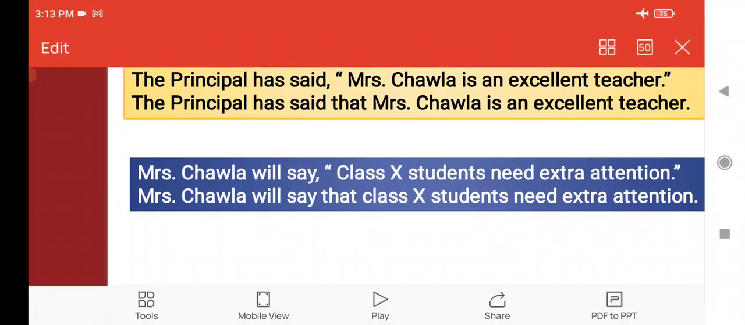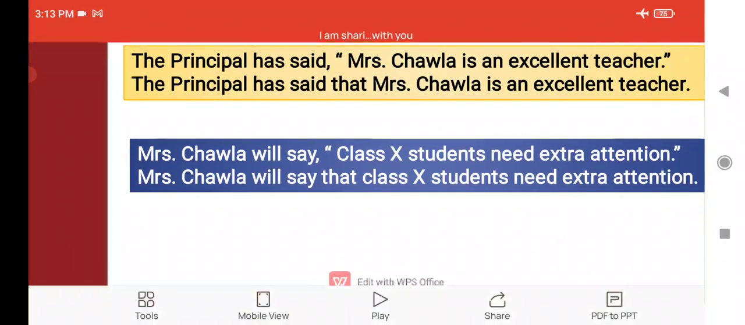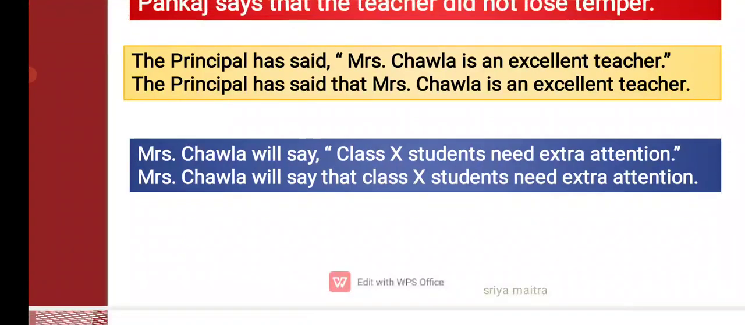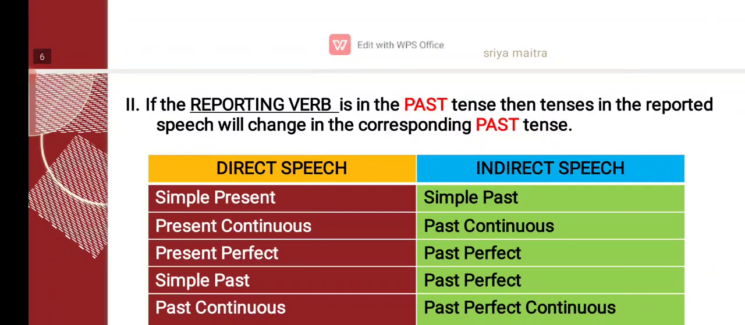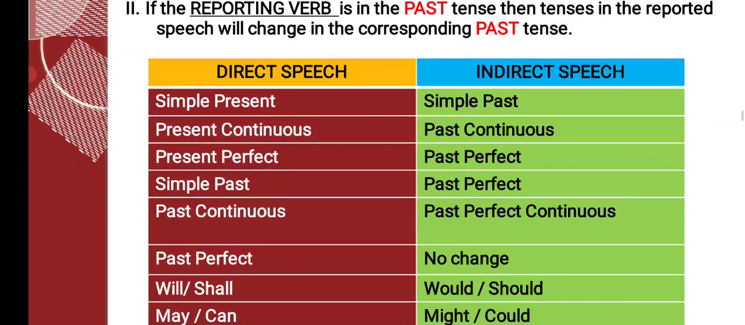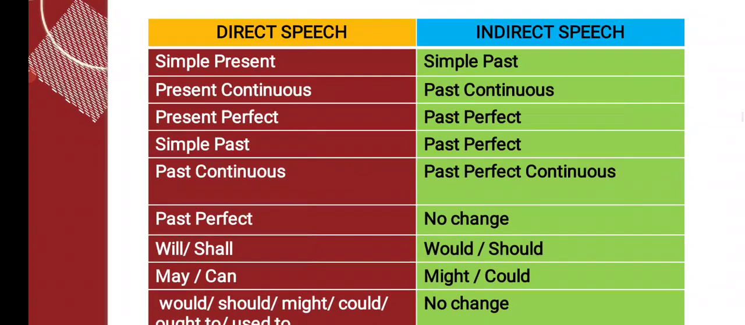For example, Mrs. Shamla will say. So again the reporting verb is will say, so there will be no changes in the tense, right? "Class 10 students need extra attention." Mrs. Shamla will say that class 10 students need extra attention. No change in the tense. And if the reporting verb is in the past, then the tense in the reported speech will change to the corresponding past tense. So these are the changes that you need to do when you are transforming direct speech into indirect speech, right?